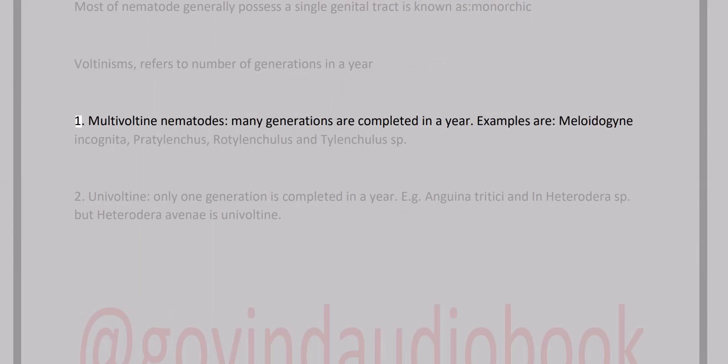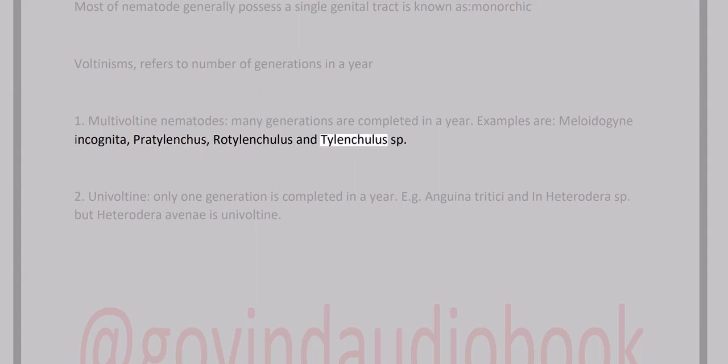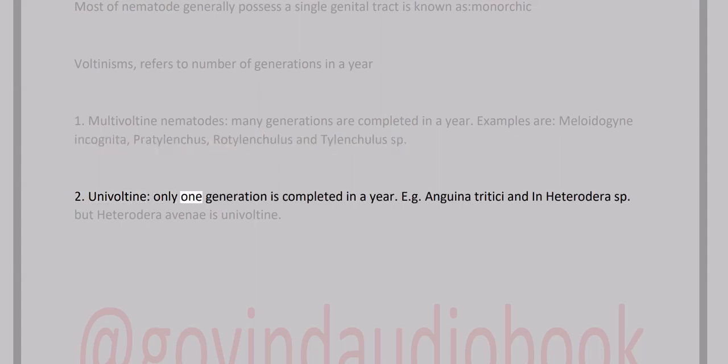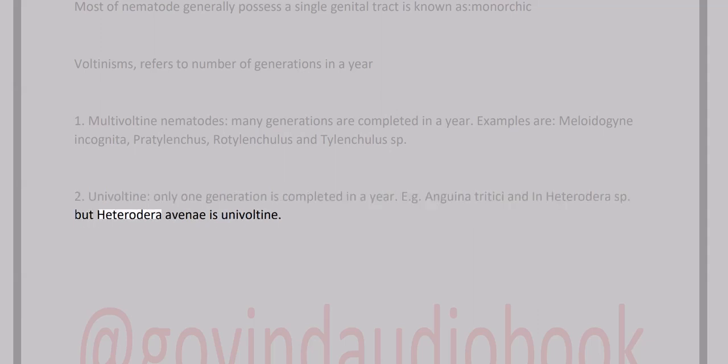Voltinism refers to the number of generations in a year. 1. Multivoltine nematodes: many generations are completed in a year. Examples are Meloidogyne incognita, Pratylenchus, Radopholus and Tylenchulus sp. 2. Univoltine: only one generation is completed in a year, e.g. Anguina tritici and Heterodera sp. But Heterodera avenae is univoltine.